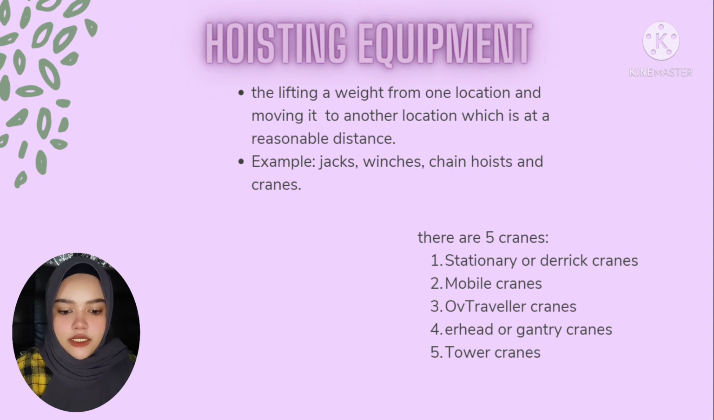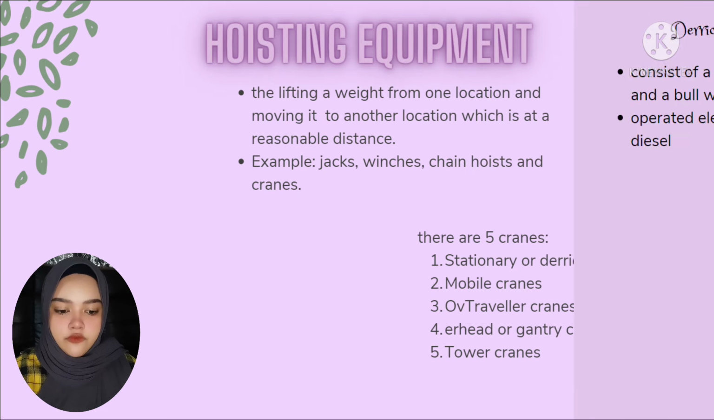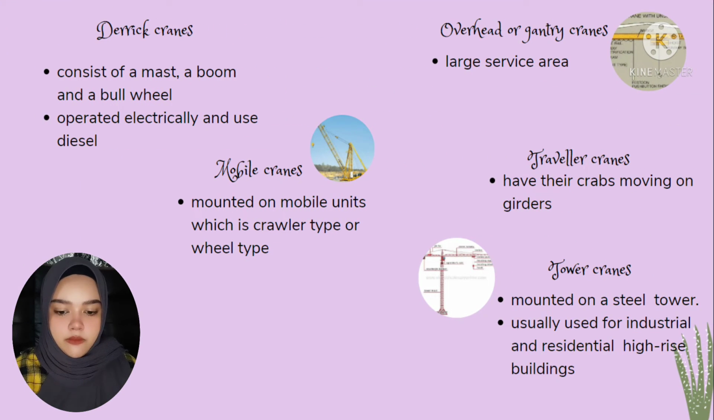Hoisting equipment is for lifting a weight from one location and moving it to another location within a reasonable distance. There are 5 cranes. First, derrick cranes. It consists of a mast, a boom, and a bull wheel. It operates electrically and uses diesel. Second, mobile cranes, which are mounted on mobile units, which are crawler type or wheel type.